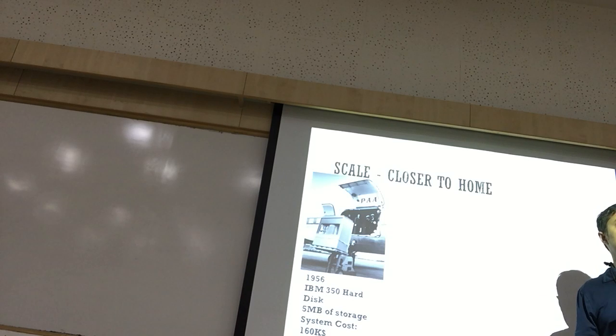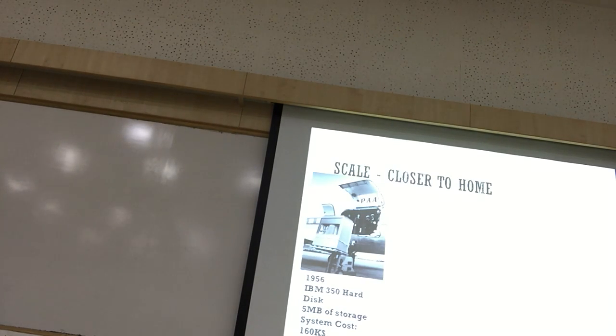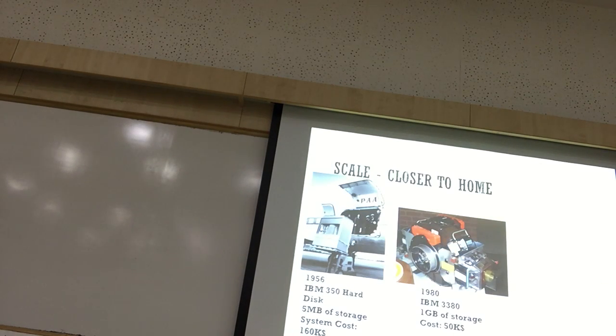And just a context to today's systems, even the most powerful system that you can buy is going to be less than $160,000. So that's the context to where we're talking about. This is 1956. Go forward a few years, 1980. We're talking of IBM 3380. Back then, obviously the most powerful system. 1 GB of storage, a lot in the 80s, and the cost of which is $50,000.